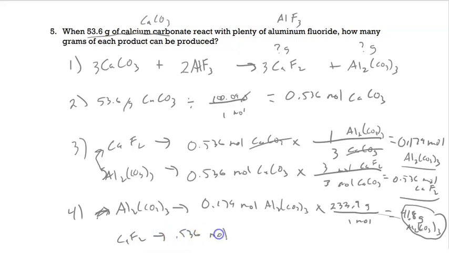One answer, last one, for CaF2, 0.536 moles CaF2 times molar mass of calcium fluoride, which is 78.08. And I get 41.9 grams calcium fluoride.